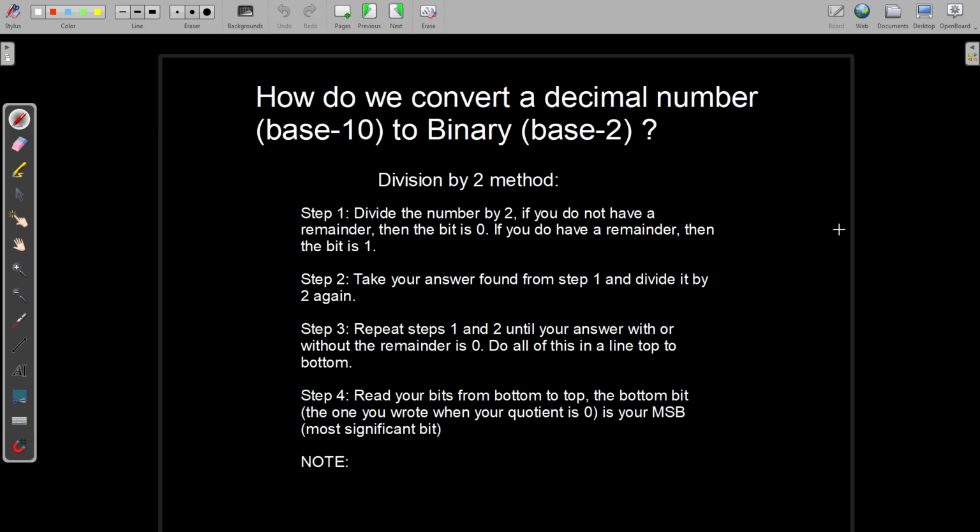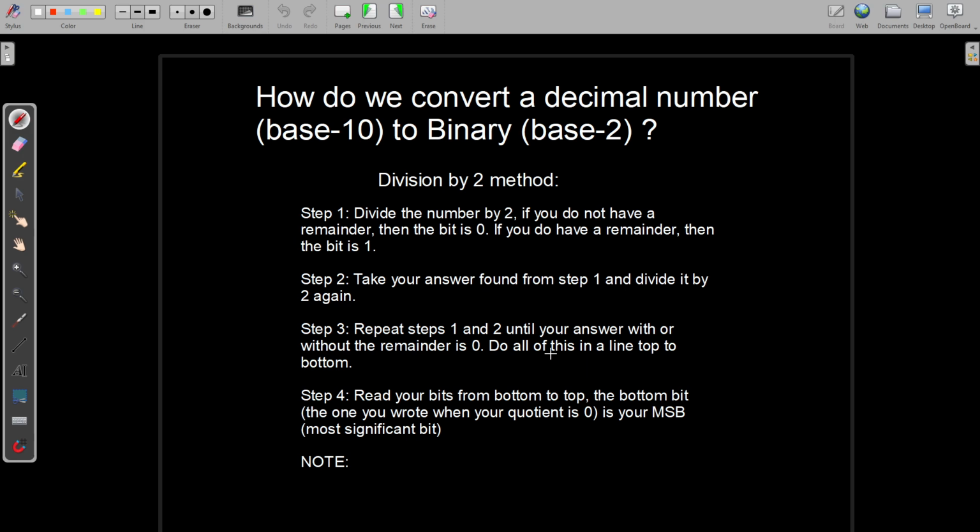So, divide the number by 2. If you do not have a remainder, then that bit is going to be 0. If you do have a remainder, then the bit is going to be 1. Now, take your quotient, not the bit, found from step 1 and divide that by 2 yet again. And we're going to repeat these steps until our quotient is 0 with or without that remainder.